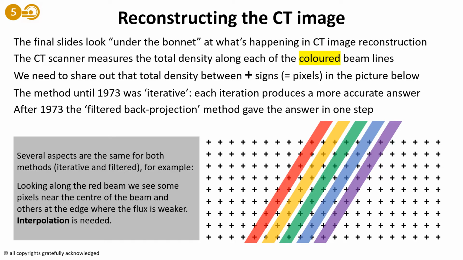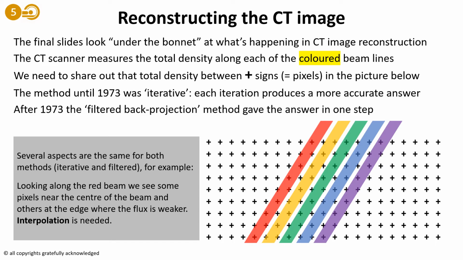Now we're going to have a little look under the bonnet at what's happening when a CT image is being reconstructed. In this diagram at the bottom right, the CT scanner is measuring the total density along those coloured lines, and lots of other ones either side of those, in between those, and at other angles. But just look at the 5 lines there. In fact, just look at one of them.